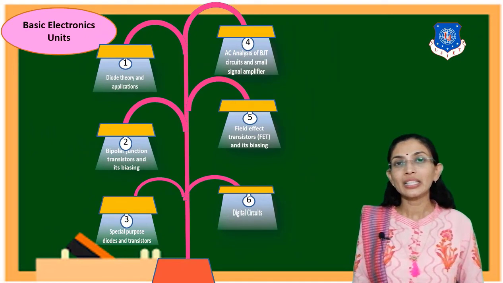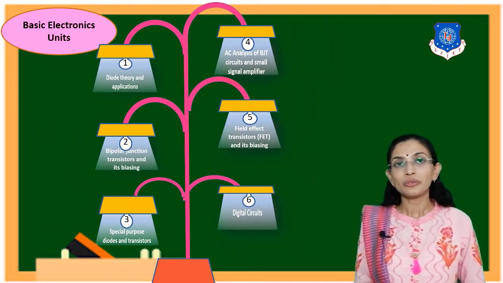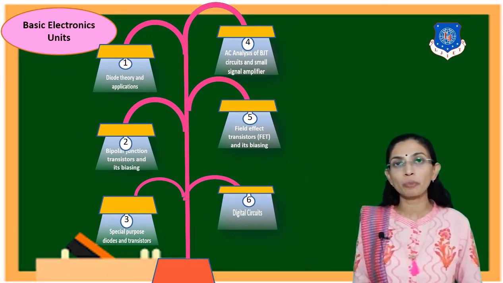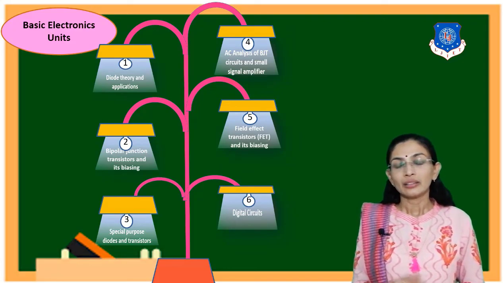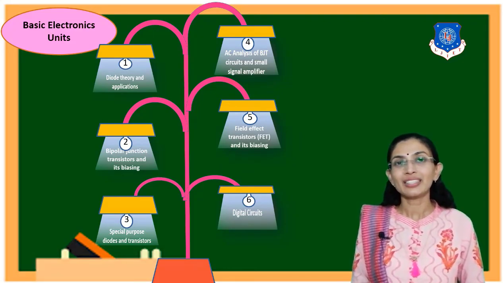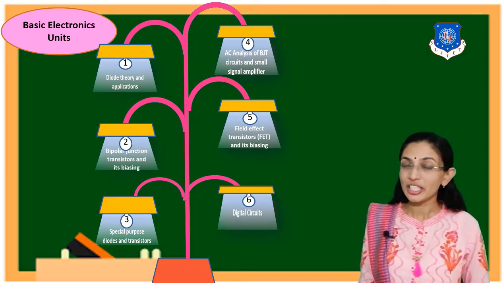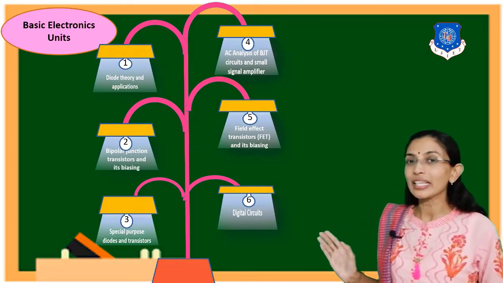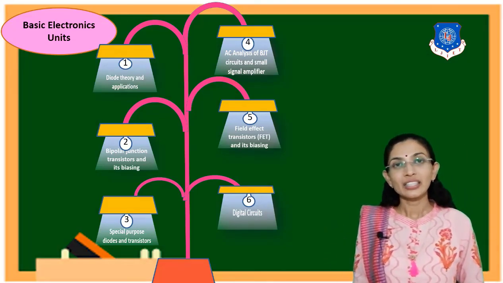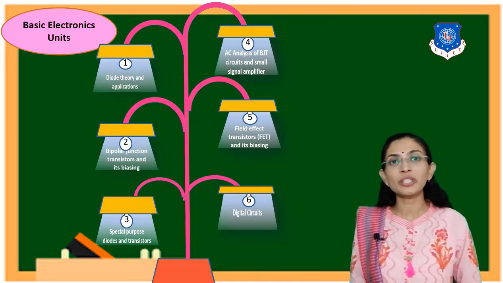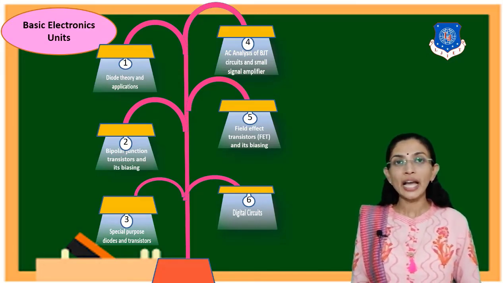So finally I want to say that we will study all these main topics in the basic electronics subject. There are 6 chapters in basic electronics. In detail, in the next lecture, I will start chapter number 1, that is the diode theory and its applications.